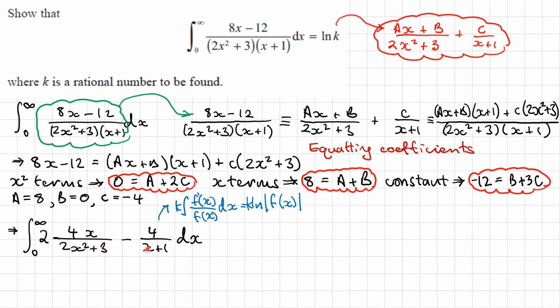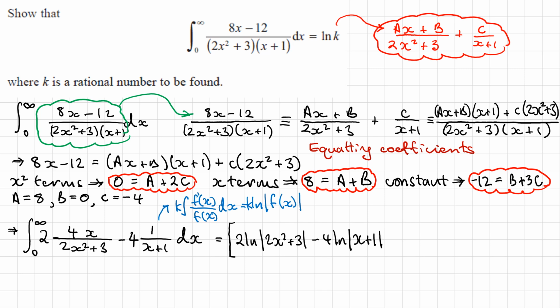Now this one, when you differentiate the bottom, you're just going to get 1 at the top. So I'll put a 1 at the top to make it fit the pattern. And then I can't just change it. I'm going to put the 4 now in front of the fraction to keep it all balanced. So now I can just apply the rule. And when I do that, we will have basically 2 times the log of the bottom here. So that will be 2 natural log 2x squared plus 3, and then minus 4 the log of the bottom, and that's going to be x plus 1.